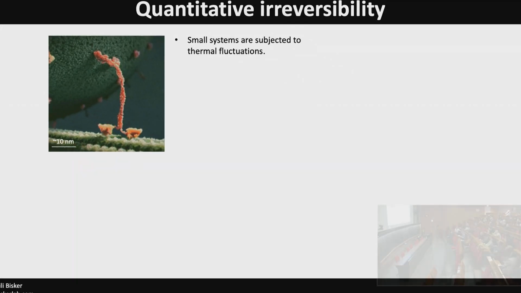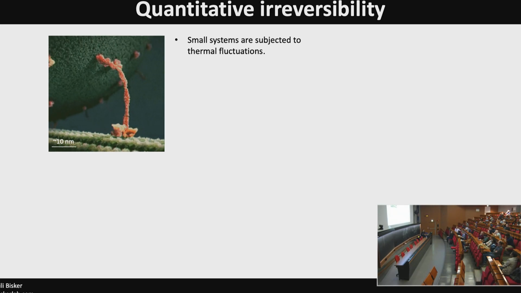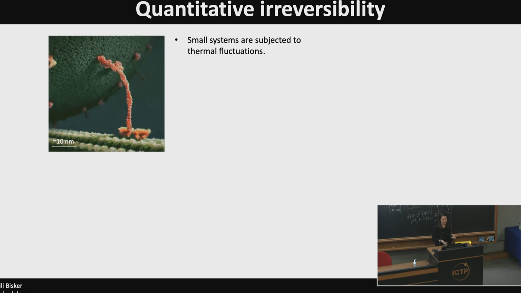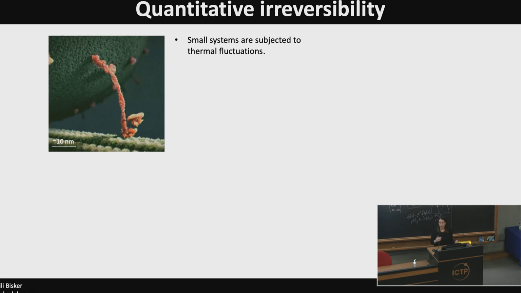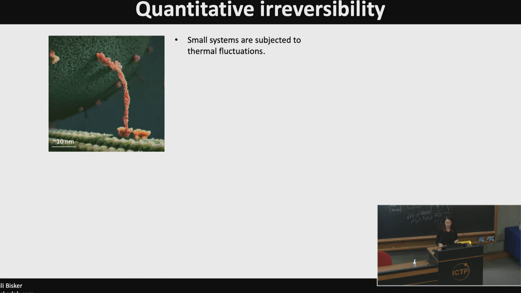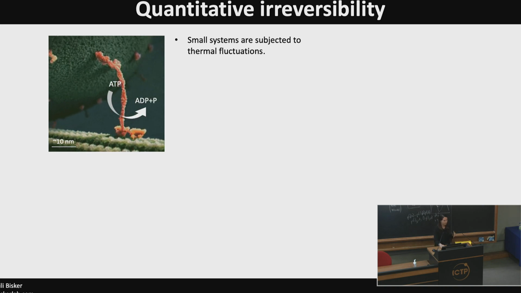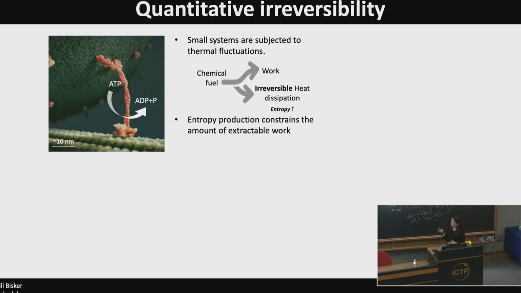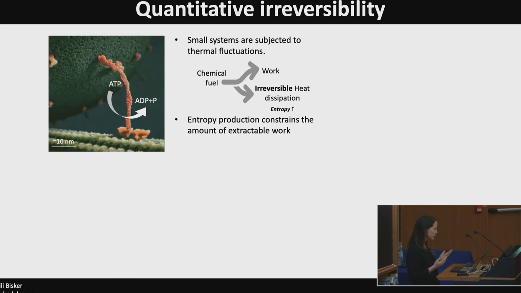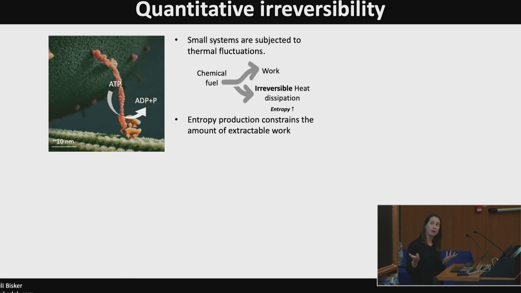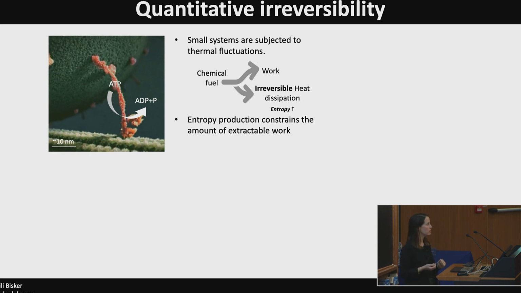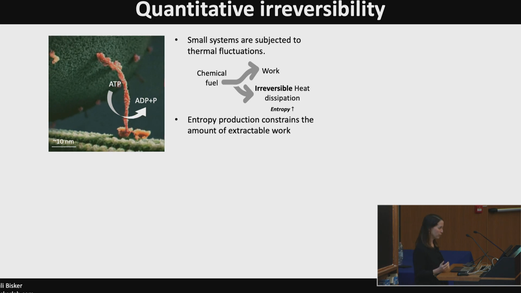Okay, so when we think about small systems or molecular systems, of course, they are subject to thermal fluctuations, and they're therefore stochastic. And here you see a cartoon of a molecular motor carrying a cargo and walking along a subcellular filament. This motor uses some chemical fuel, such as ATP, and by hydrolyzing it and exploiting the free energy, it can do work. But some of the free energy is dissipated. So we have irreversible heat dissipation that is cast as an increase of the entropy of the environment.